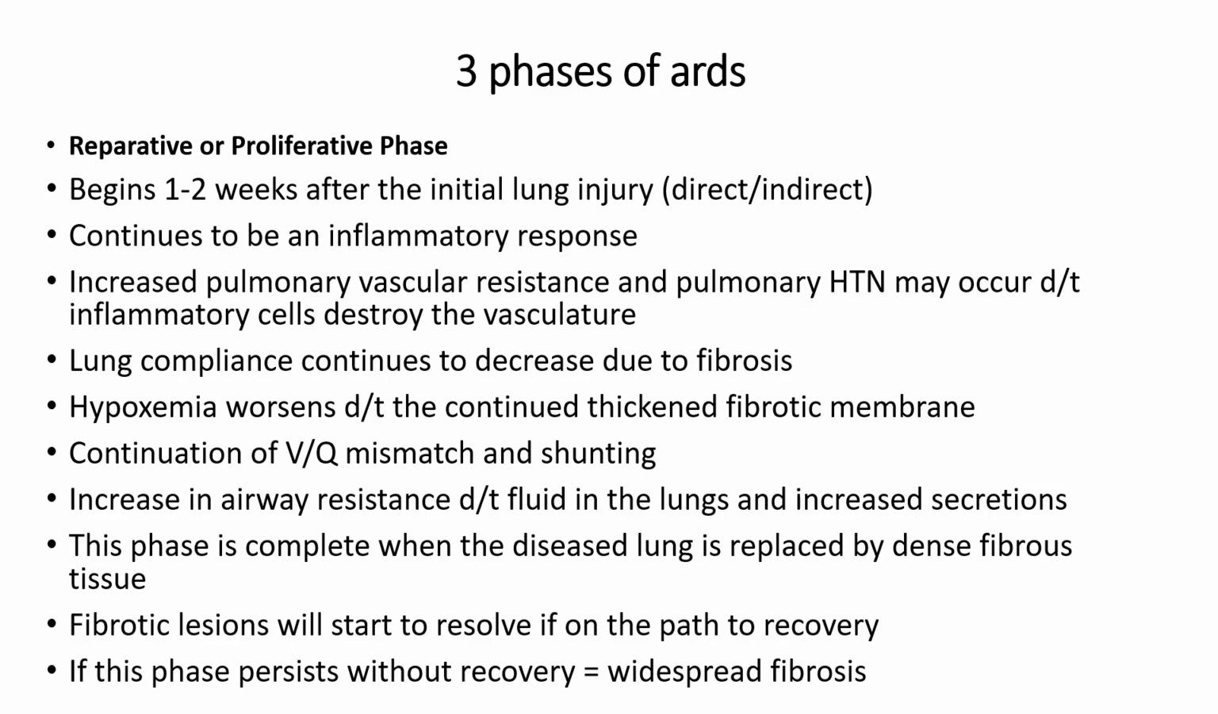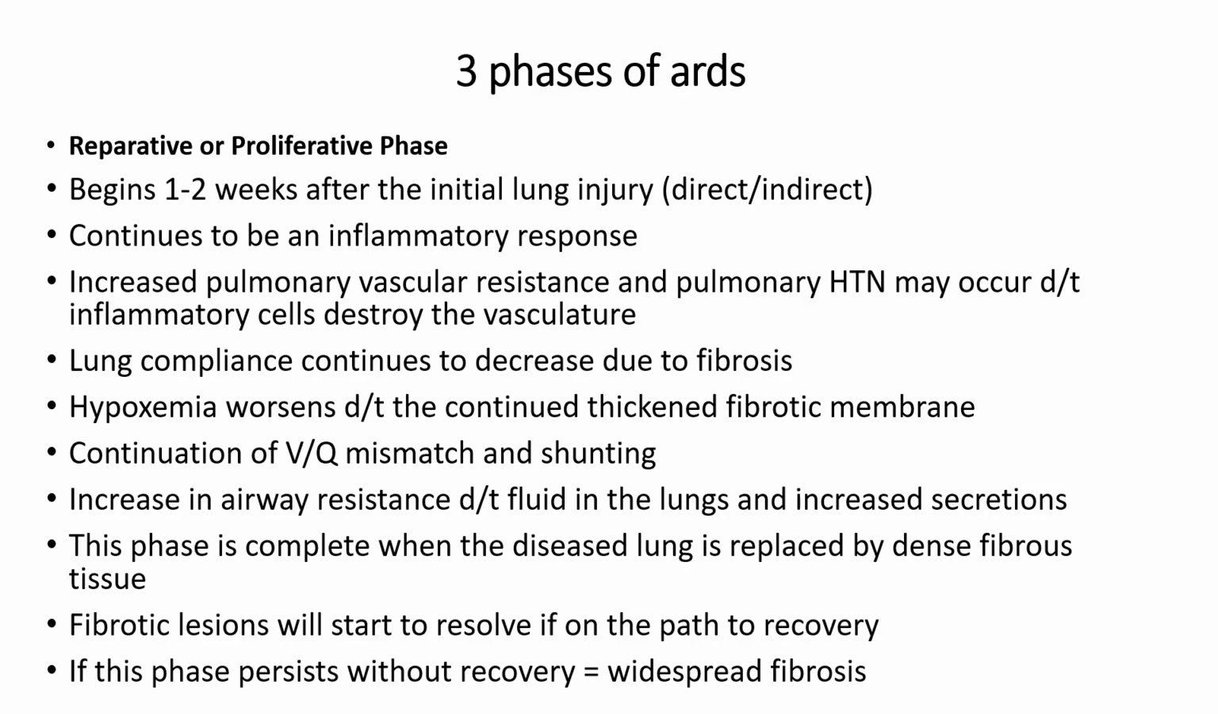Because of the ongoing inflammation, the lungs begin forming fibrous tissue. Think of it like scar tissue. As more fibrosis develops, the lungs become stiffer, which means the lung compliance continues to decrease. Stiff lungs are difficult to ventilate, and this stiffness contributes to the worsening hypoxemia. The thickened fibrotic membrane surrounding the alveoli further interferes with oxygen movement. So hypoxemia can worsen during this phase, and we continue to see the VQ mismatch and shunting. Blood still moves through the lungs, but it doesn't pick up the oxygen effectively.